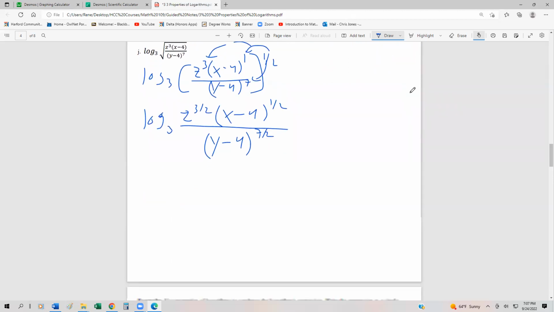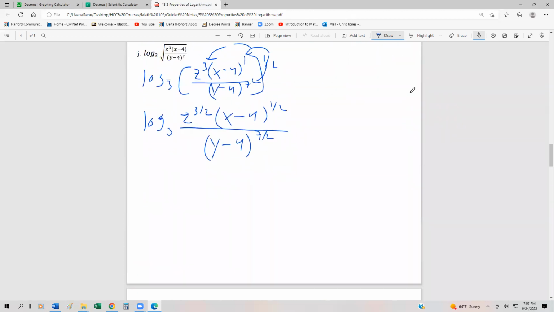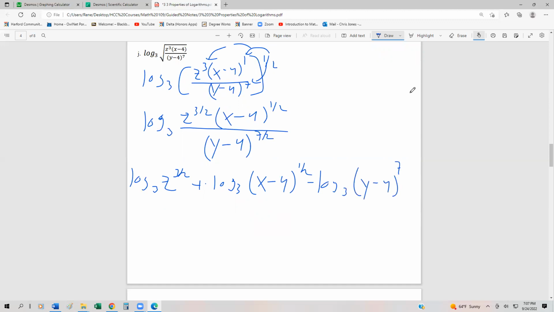We have multiplication and division. So we're going to put a positive for anything that's in the numerator, negative for anything in the denominator. We write this in the expanded form. So we're going to get log base 3 of z to the 3/2 plus log base 3 of x minus 4 to the 1/2, and then minus log base 3 of y minus 4 to the 7/2.